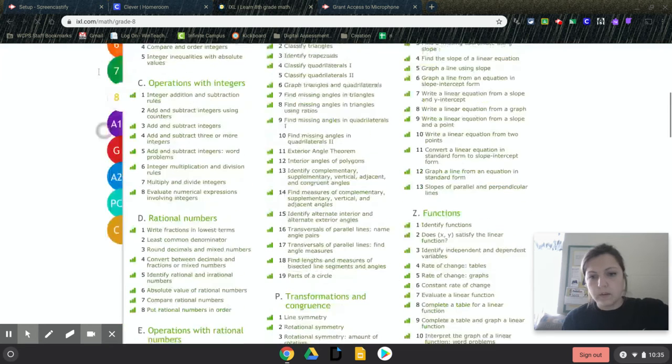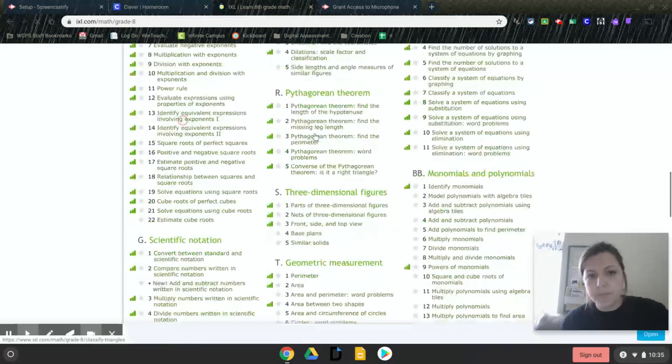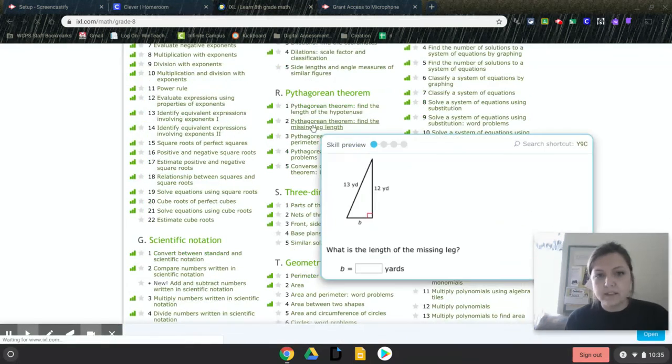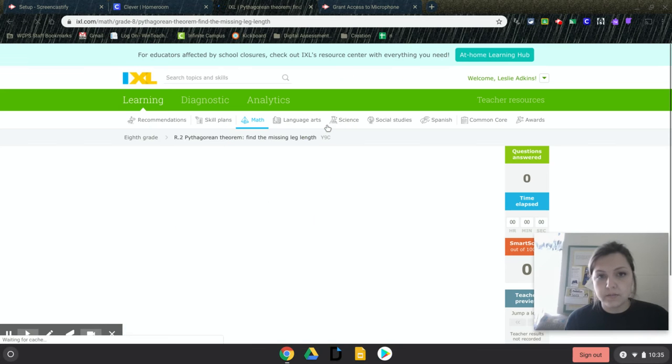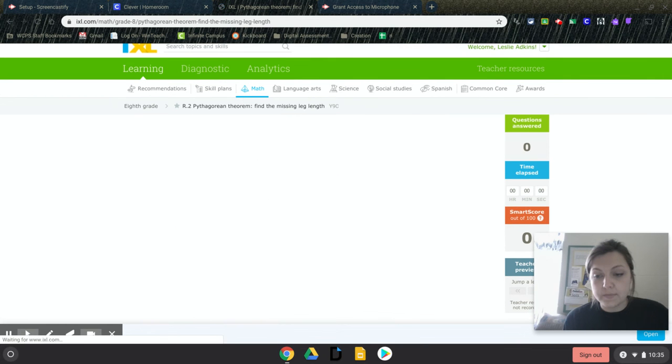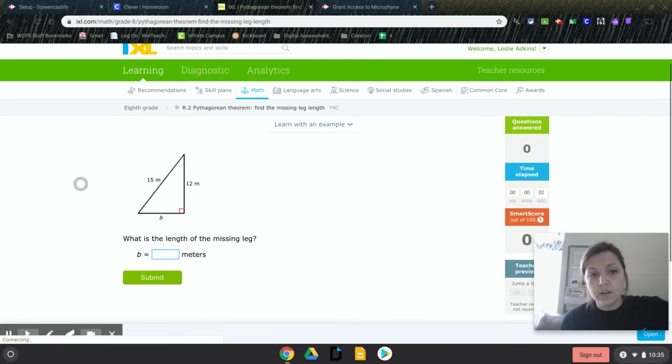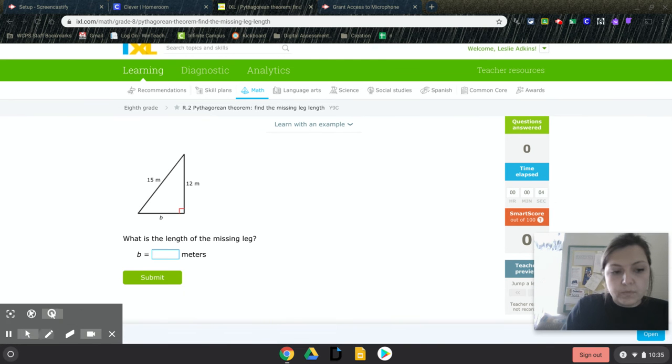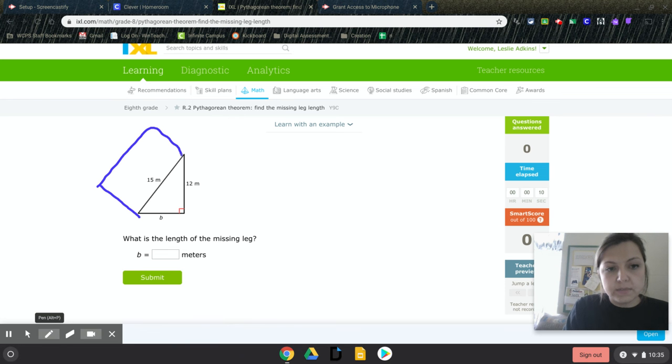All right. For R2, we are going to be finding the missing leg. So this time it's going to give you the hypotenuse and one of your legs, and you're going to be solving for the missing leg. If you'll recall that we talked about the area of the squares of the side length. So recall that the area of this square would be 15 times 15, or 15 squared, or length times width. So that would be 225.